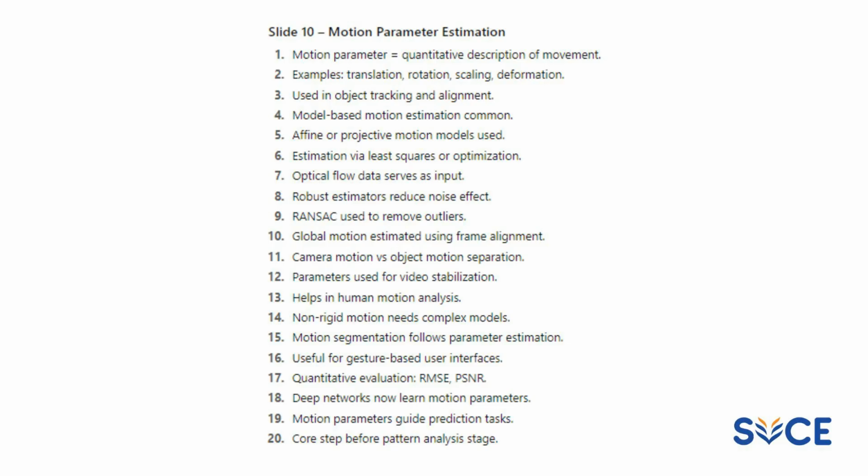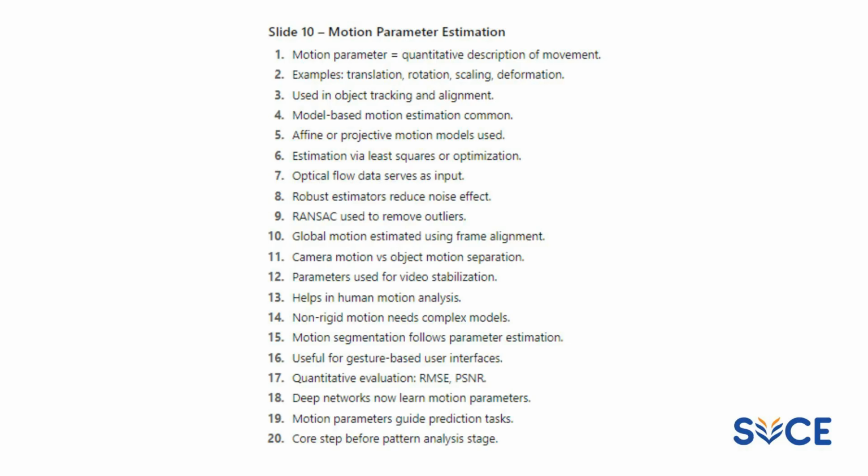To summarize this, we can say motion parameter estimation translates observed motion into quantifiable data like velocity, direction, trajectory, and rotation. By extracting these parameters, computers can understand, predict, and respond to dynamic scenes effectively, forming a critical part of motion analysis in vision-based systems.